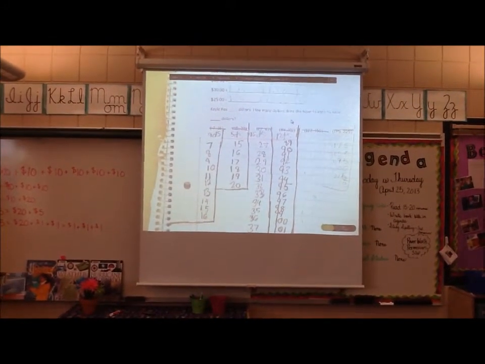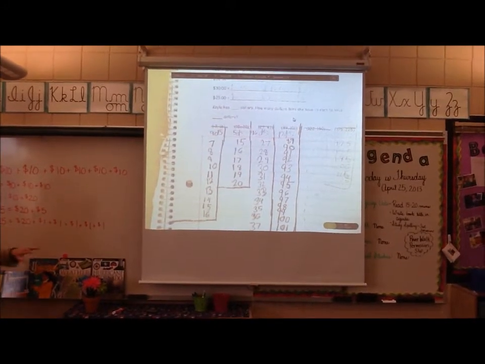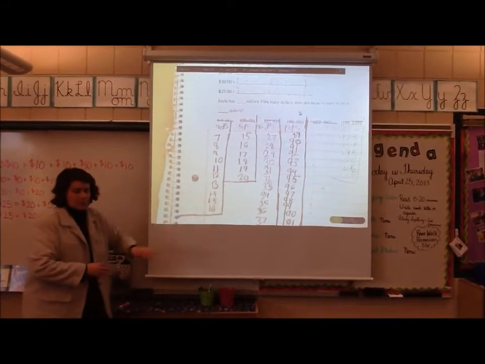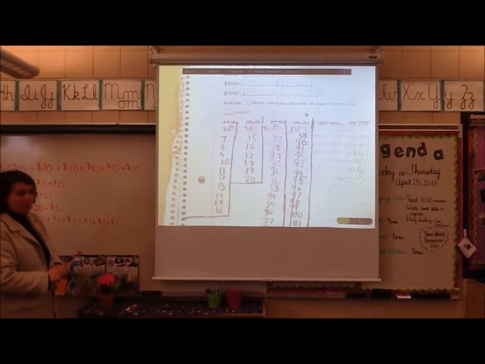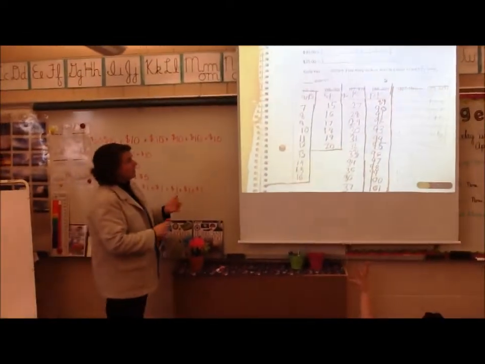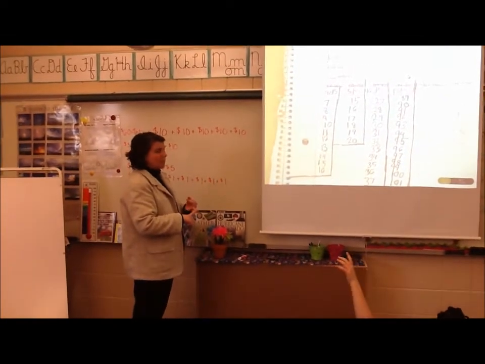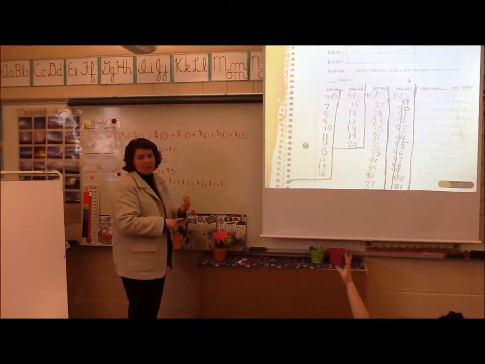What did Austin do in that first column? Gabby, what did he do? He counted all the way up to 16. He counted up to 16. I wonder why he chose the number he started with and the number he ended with. Why did he choose those numbers?